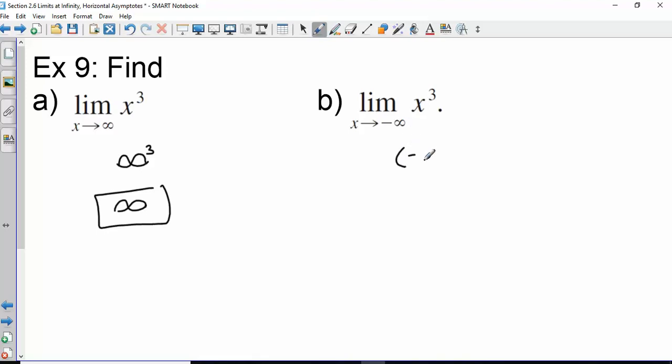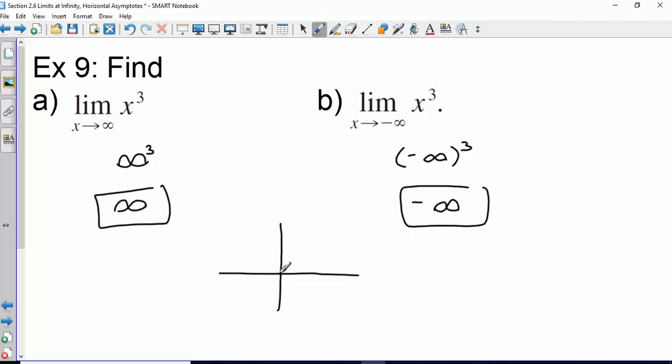Part B, I did a negative infinity. If you take a negative number and cube it, what are we going to get? Negative infinity cubed is just negative infinity. If you think about x cubed, does this match up? x cubed is like our chair. As x goes forever in the positive direction, it's going to infinity, and in the negative direction it's going to negative infinity. So we can get it from a graph or just by reasoning through it.